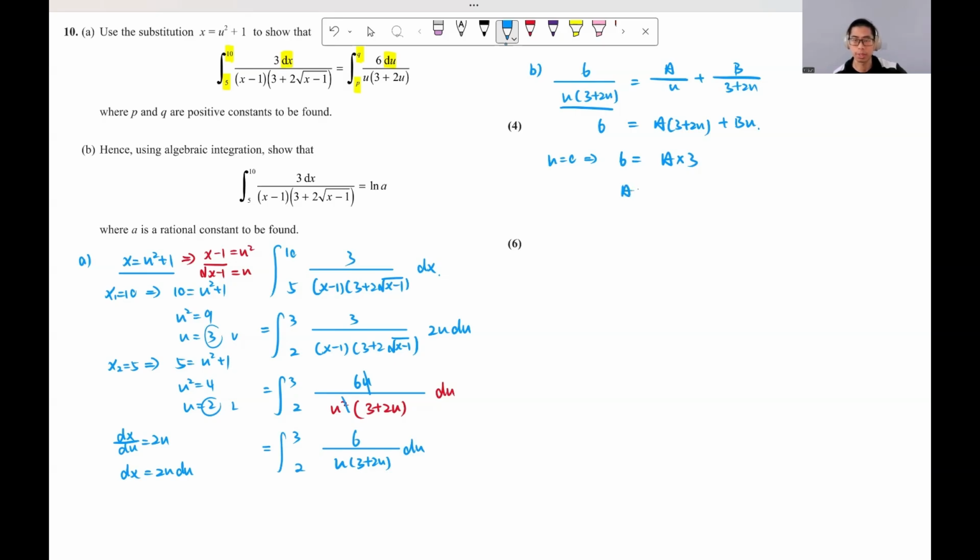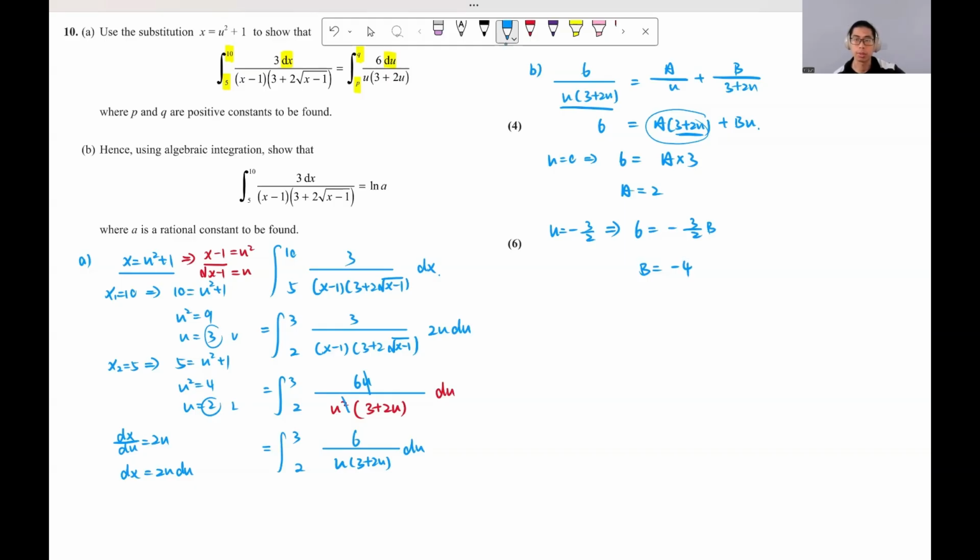So therefore, A is just equal to 2. And then for the second one, if this is equal to 0, then u should be minus 3 over 2. If we substitute that in, 6 is equal to... the only reason we use u equal to negative 3 over 2 is because we want this to be 0. So that will just be 0, you can ignore that. Then that's just negative 3 over 2 times B. So B has to be equal to 6 times 2, 12, and 12 divided by 3 is 4. And that's a negative, so it has to be negative 4.